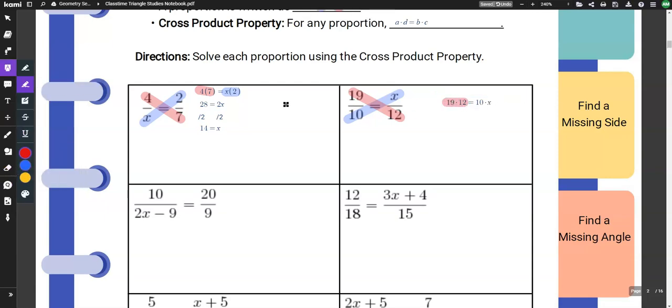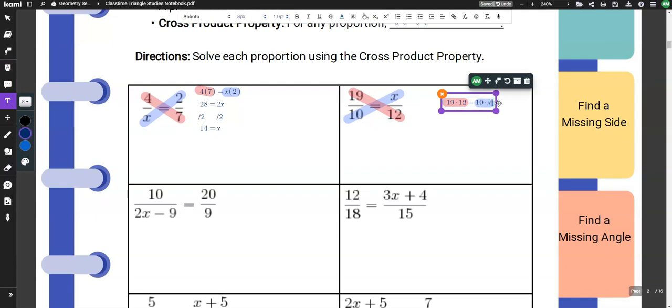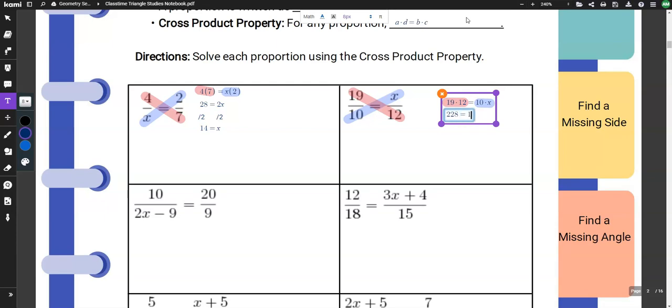So we have 19 times 12. We have 10 times x. And that is going to give me 228 is equal to 10x. We're going to divide both sides of this equation by 10. And we are going to find that 22.8 is equal to x. If you left it as a simplified fraction, it would be 114 over 5.